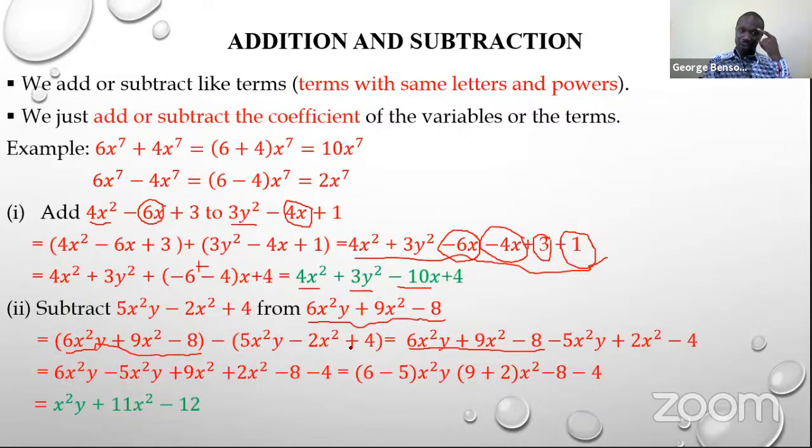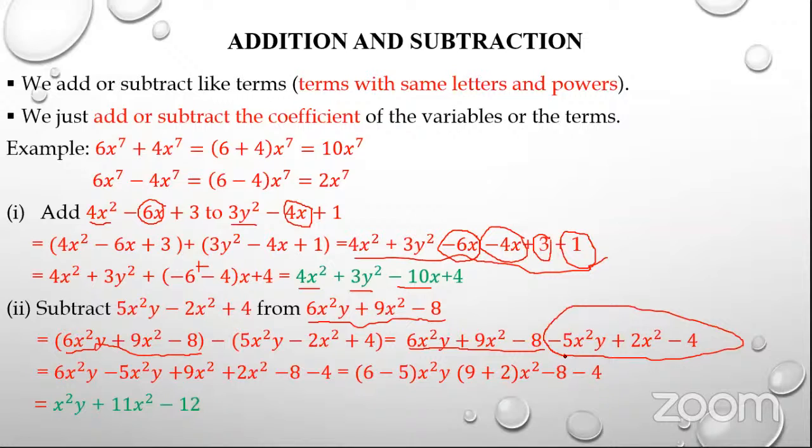Like you could remember in primary school, negative times negative will give us a positive. Then negative times positive will be negative. Is that okay? So here essentially we have just opened the bracket. Is that okay? We have just opened the bracket. You do nothing more but open the bracket. Is that okay? Please, are you on the same page?